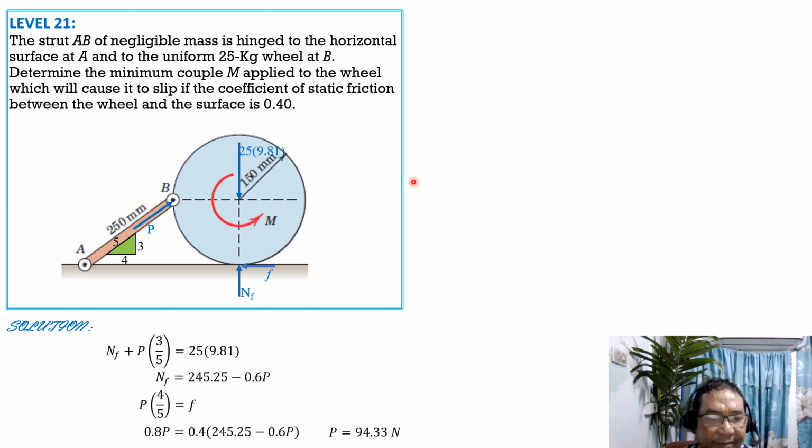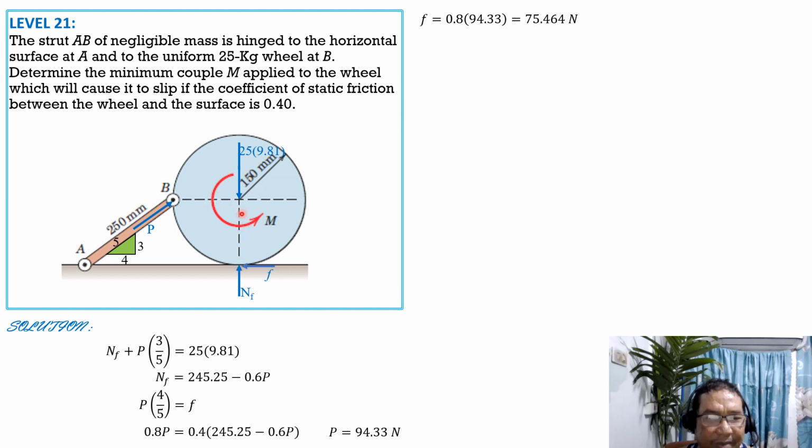Having found P, we can now solve for F, or F max is 0.8 of P. P times 4/5 or 0.8 of P. So 0.8 of 94.33 is 75.464 newtons.